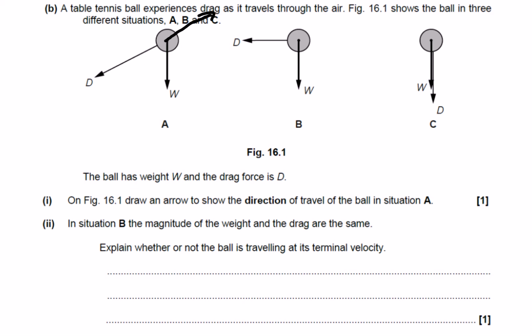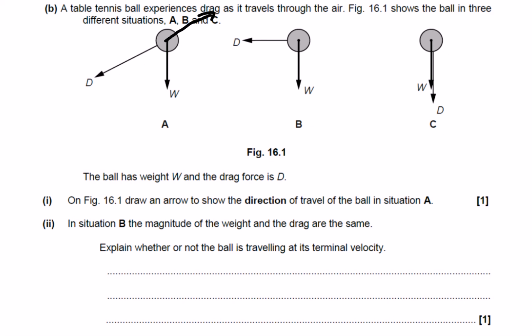Part 2: in situation B, the magnitude of the weight and the drag force are the same. Explain whether or not the ball is travelling at its terminal velocity. Right, well, for starters, explain whether or not it is or it isn't.